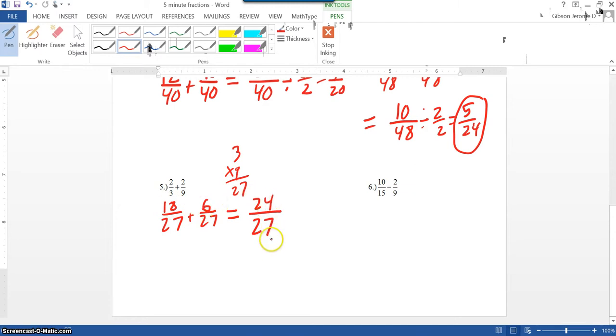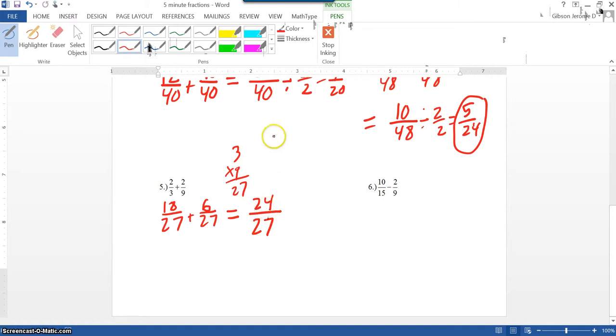Now we look here at 24 and 27. The first thing we notice is they're not both even. So we know we cannot divide by 2. They both do not end with 0 or 5. So we know we cannot divide by 5. But let's take a look at dividing it by 3.